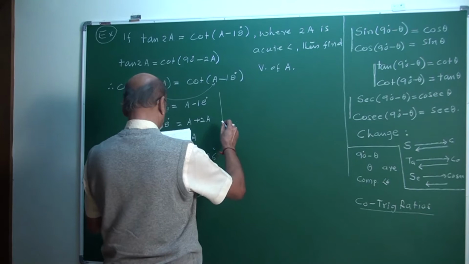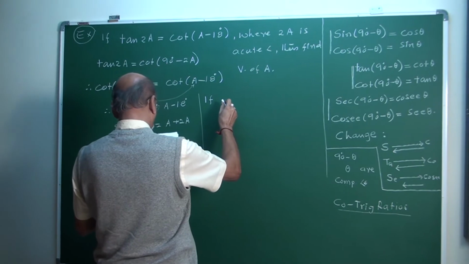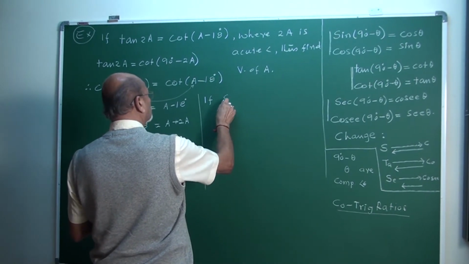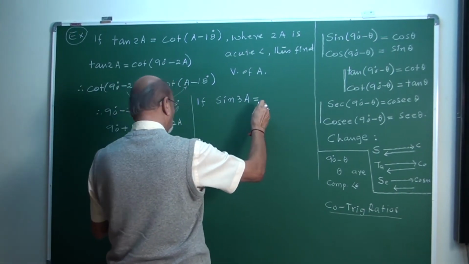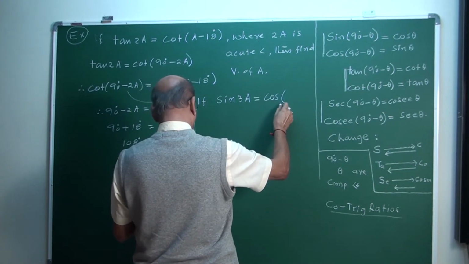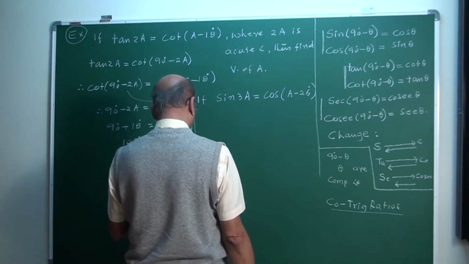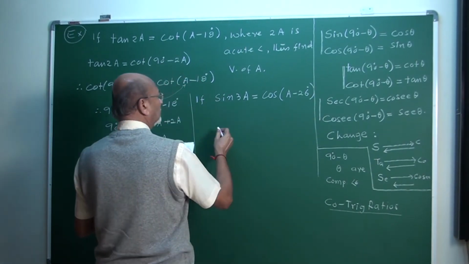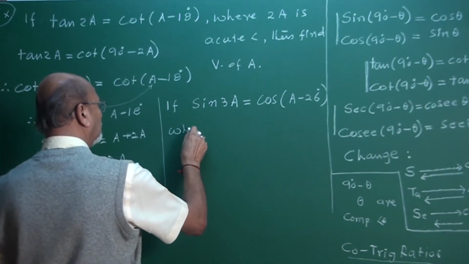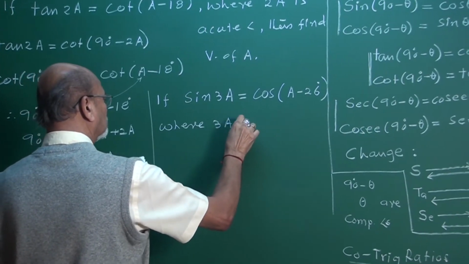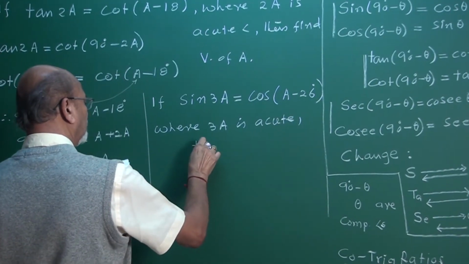Next example is, if sine 3a equal to cos of (a minus 26 degrees), the friend is given 3a is acute, then find the value of a.